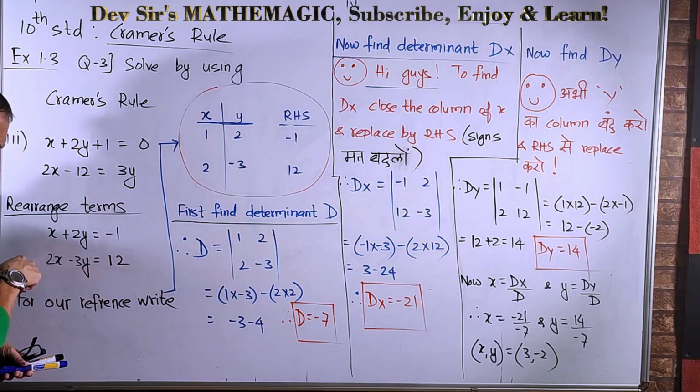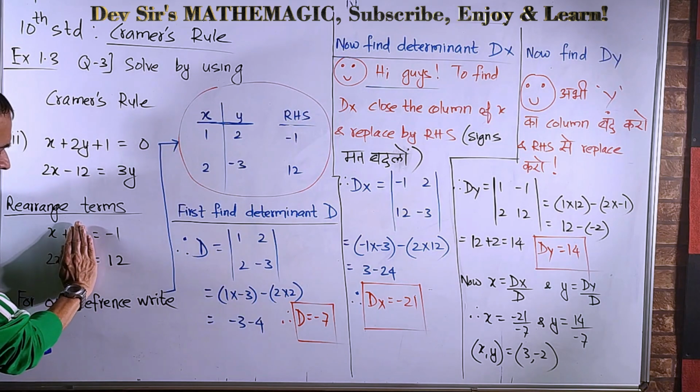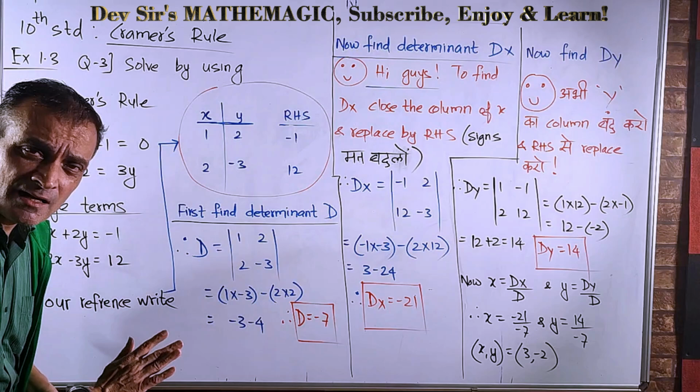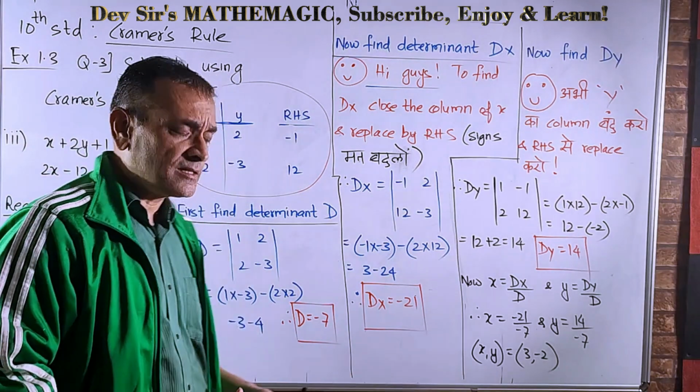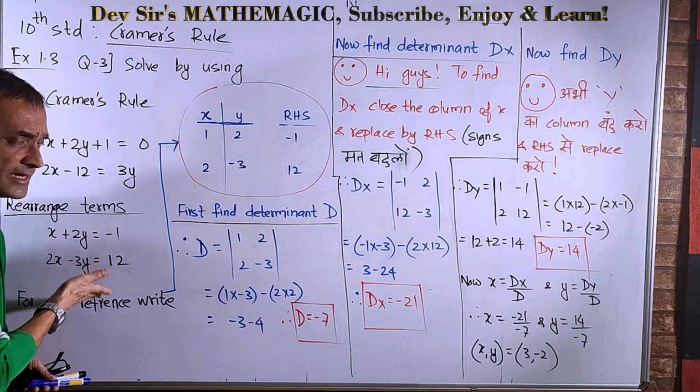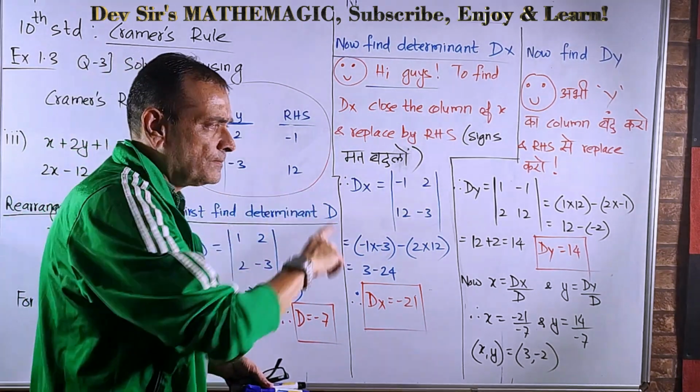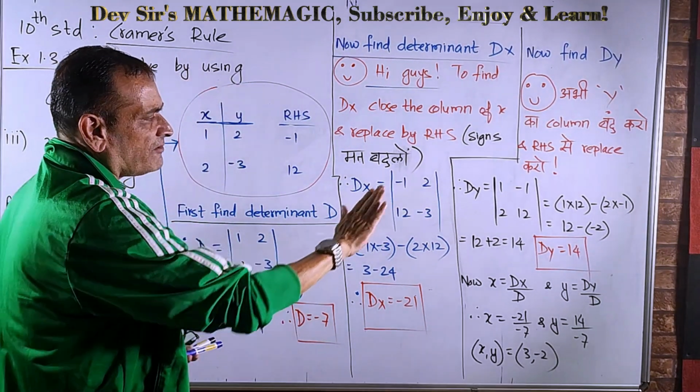Main set. y का कॉलम बंद करो, replaced by RHS. लेकिन इसमें क्या होता है, sometimes students make silly mistake. They think this is an equation and this is an equation, but you don't have to change the sign. इसलिए reference लिया है मैंने. Okay, so dy we got.